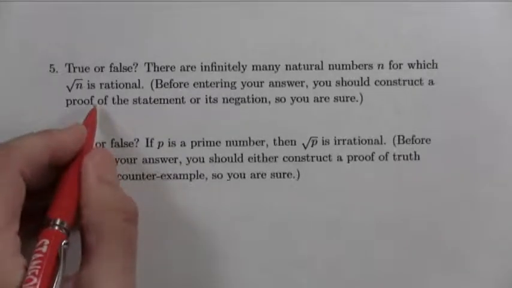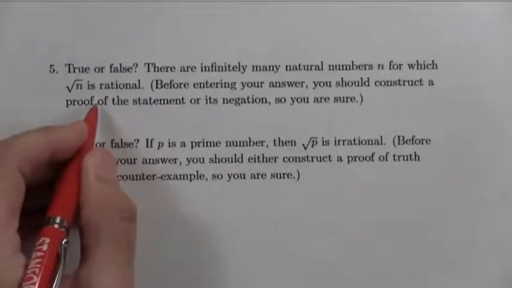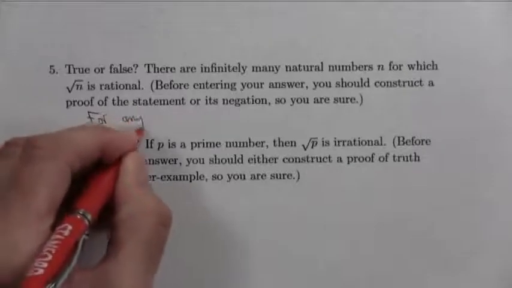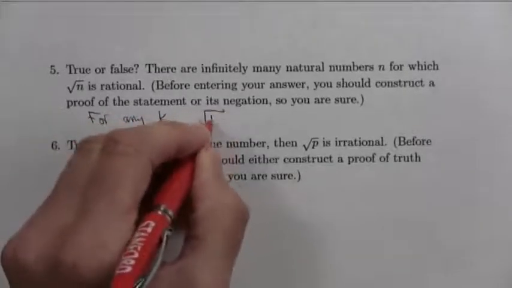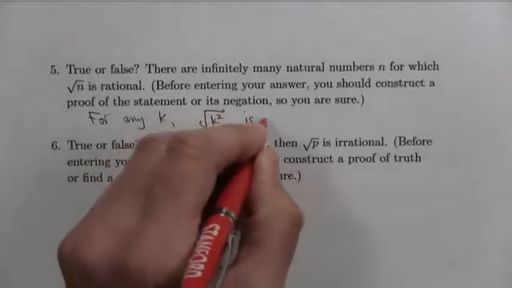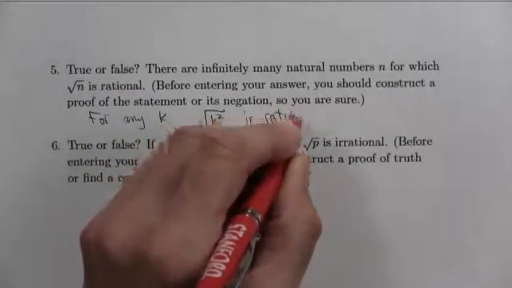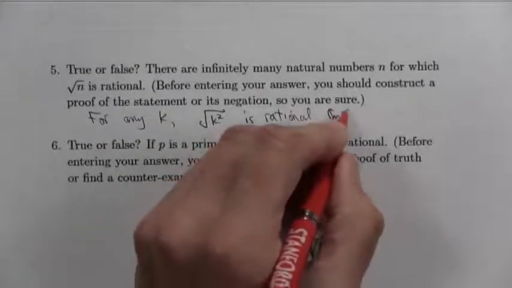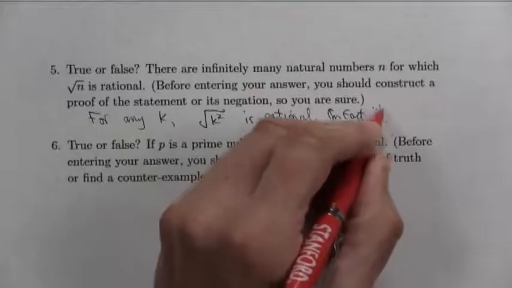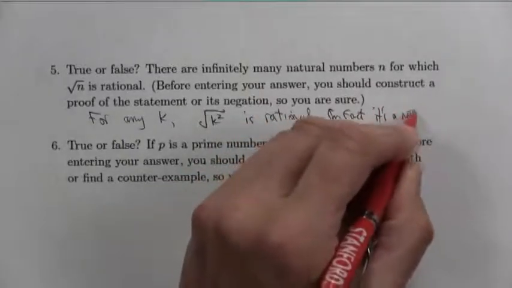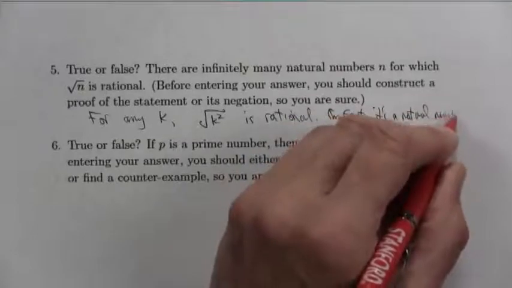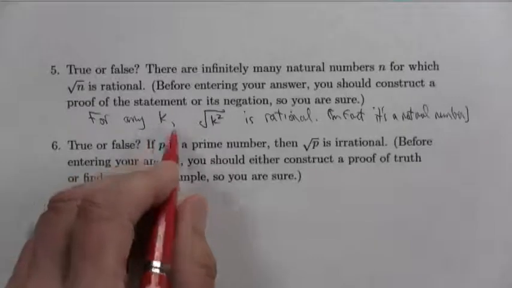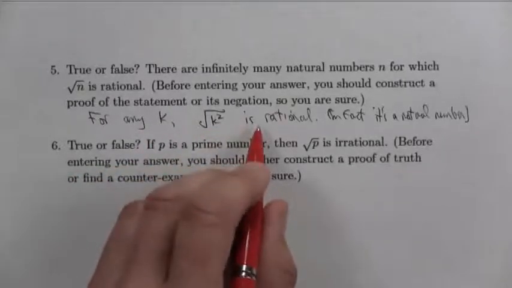Well, for question 5, once you understand what the question's asking, I think this one just drops out. You simply observe that for any k, the square root of k squared is rational. In fact, the square root of k squared is an integer, a natural number. Okay, for any natural number k, the square root of k squared is rational.